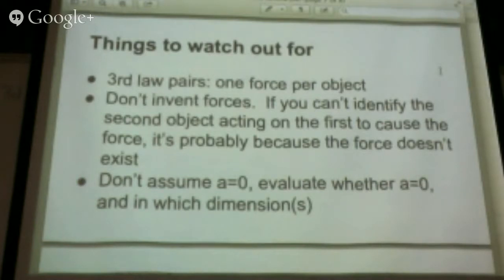We have one block sliding across the top of another one. They each get a frictional force from that interaction. They each get a normal force from that interaction. Forces are equal in size and opposite in direction also, so we might be able to use numbers with that later on.